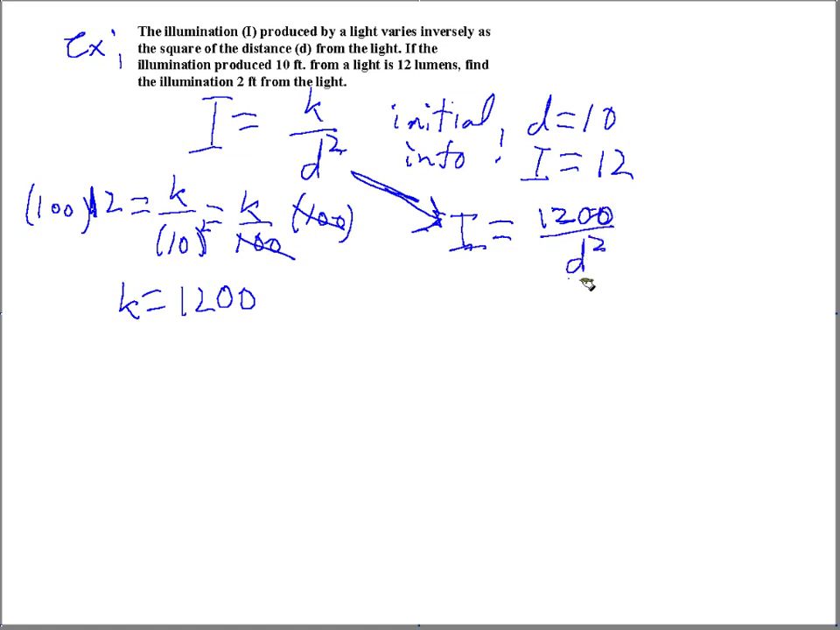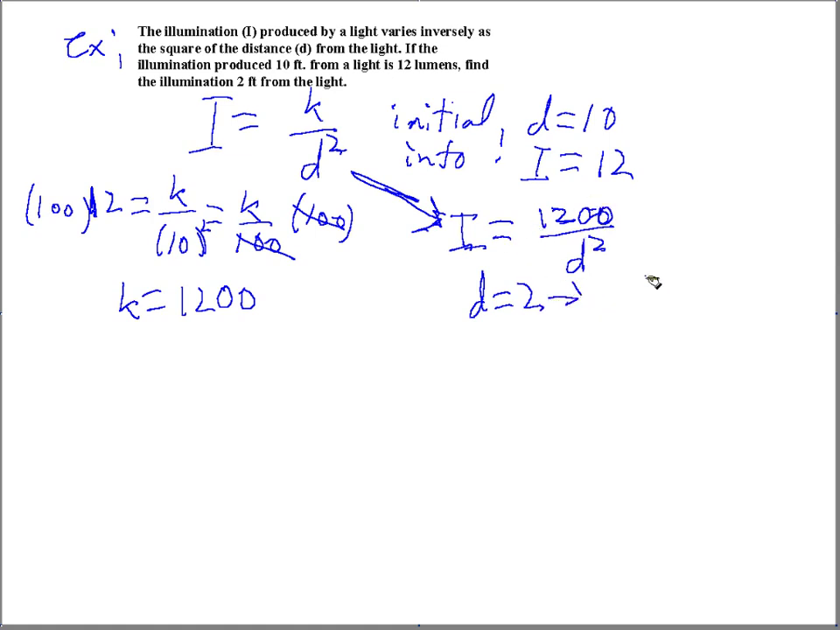All right. Can we see that? So I plugged the K into the original equation. All right, so let's finish the problem. It says, find the illumination 2 feet from the light. So 2 feet, that's the distance, right? So D is now equal to 2. We can now plug it in to find I.